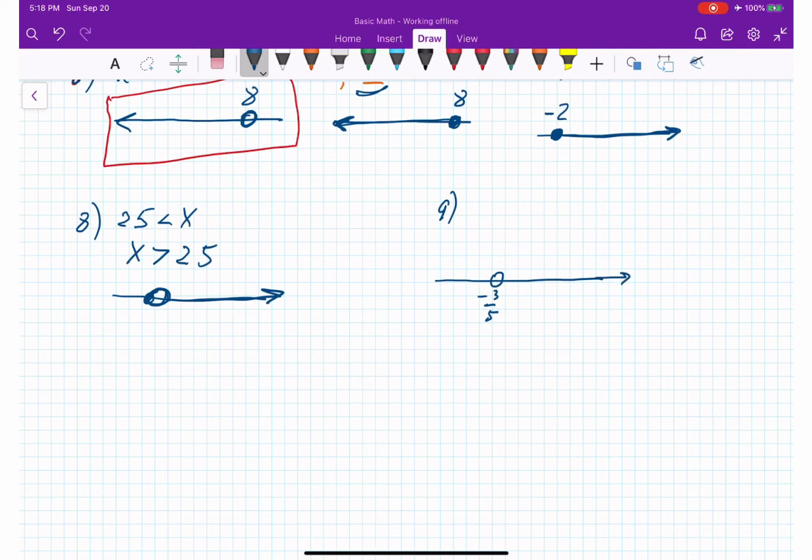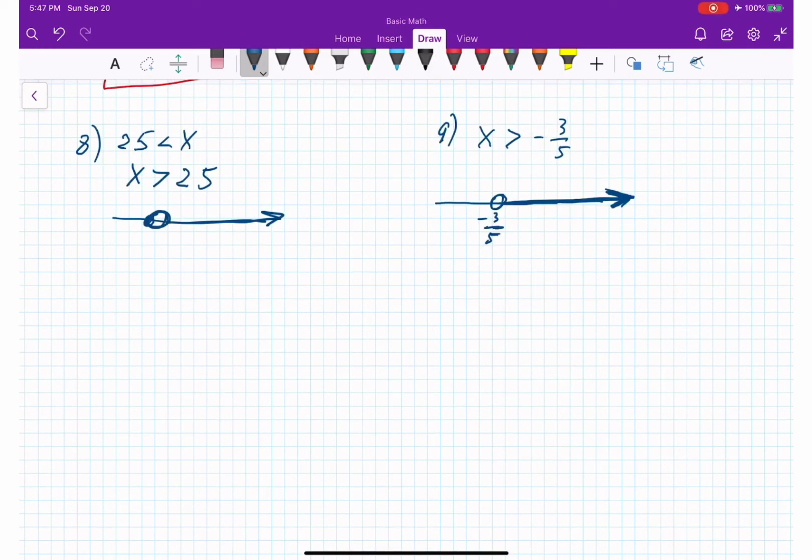So it's going to be x is, it's coming greater, right? -3/5, and since it's an empty circle, the equal sign is missing. Moving to question number 10. Next one, question number 10.